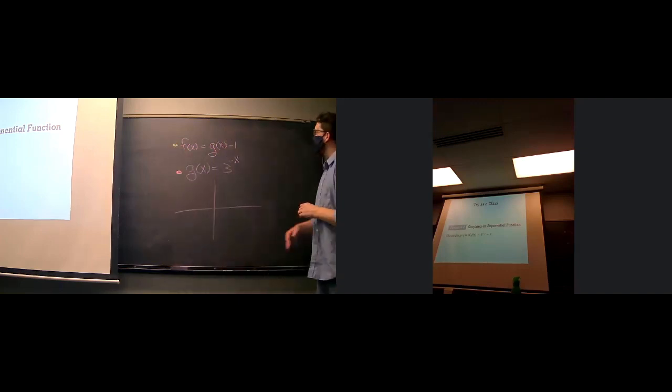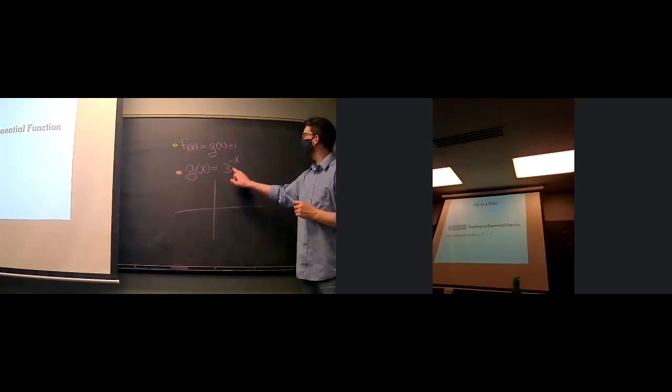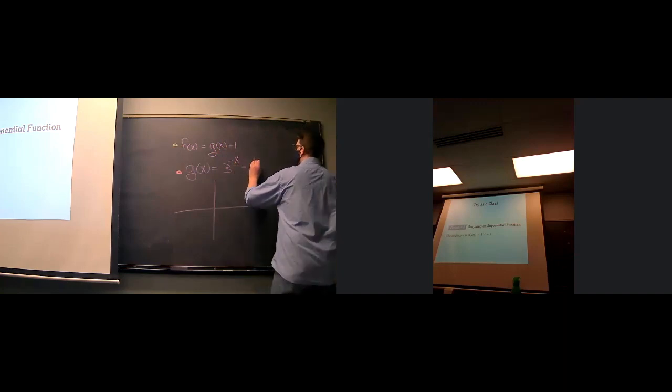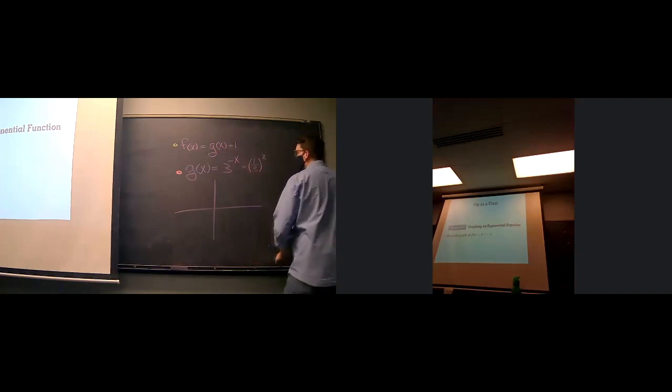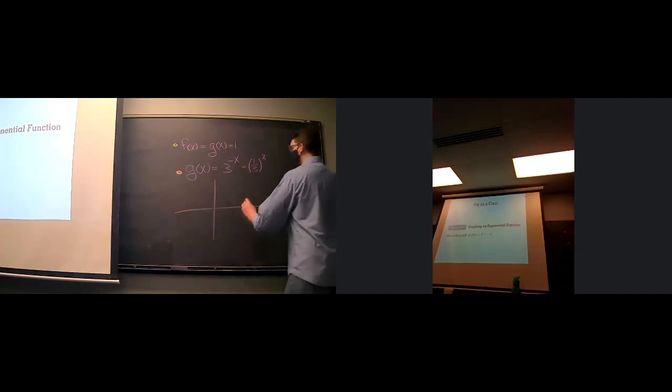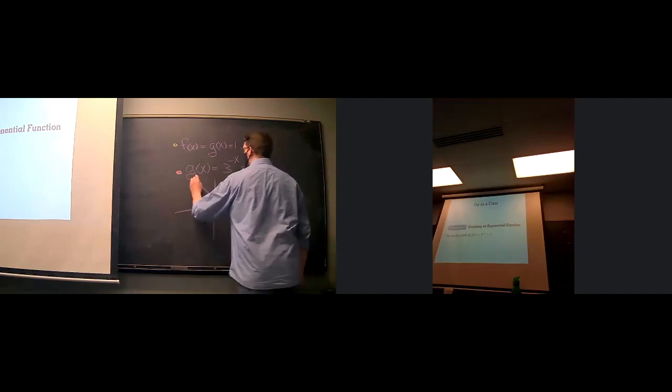Now, g of x equal to 3 to the negative x. We can rewrite this as 1/3 to the x. And when we do, we see, hey, this must be an exponential decaying function, right? It's going to look something like this.